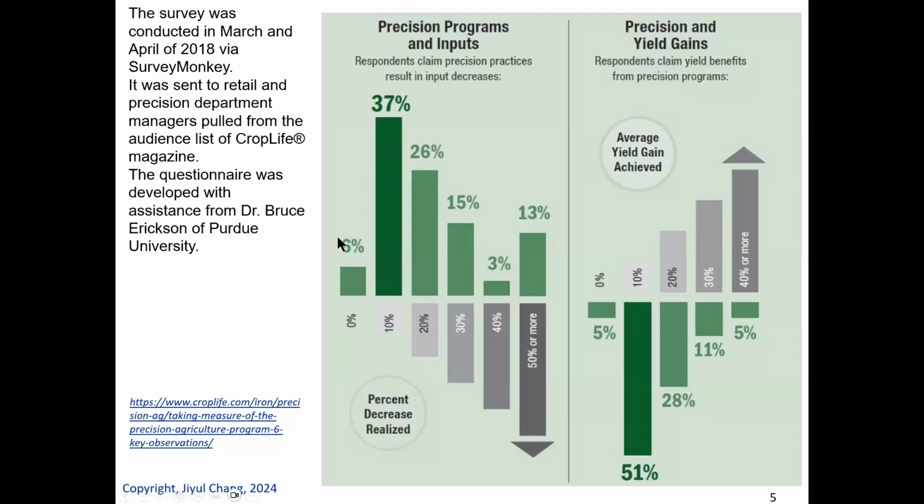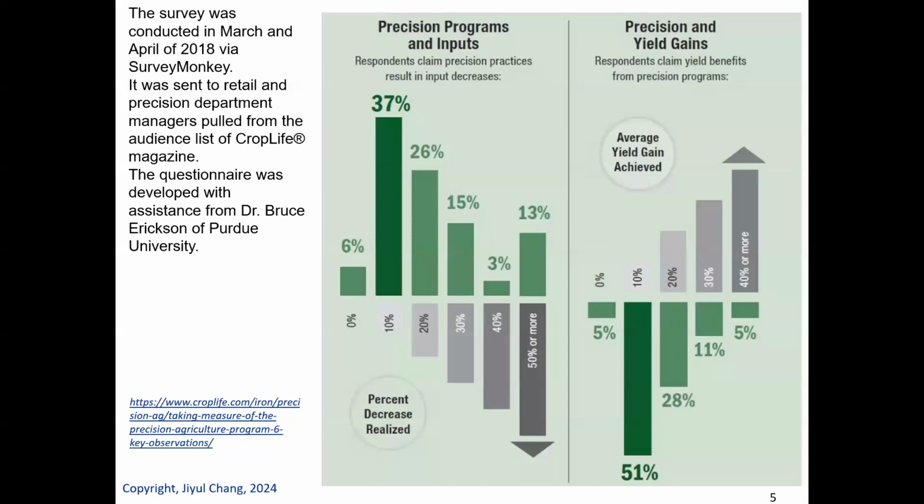Six percent of dealerships said they did not reduce any, but 37% of dealerships said they reduced inputs by about 10%. Also, 26% of dealerships said that they reduced input by 20%. And 13% of dealerships said they reduced more than 50% of the input. So basically, about 60% of all dealerships said they reduce input by 10 to 20%.